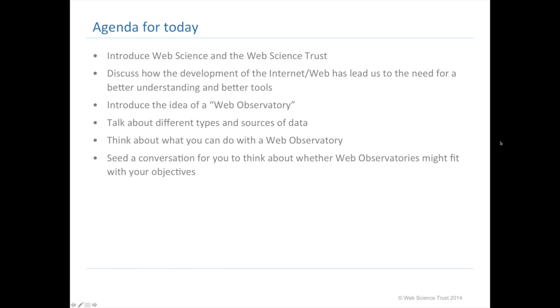Over the next 30-40 minutes, we'll be talking a little bit about the relevance of Web Observatory to web science. I'll introduce the Web Science Trust briefly. We'll talk about why the Web Observatory is a natural reaction to the way in which the internet and the web are developing. We'll talk about the types of data that Web Observatories look at. These are critical, of course, to building, designing your own observatory to understand what it is you're observing and think about whether or not Web Observatories therefore fit your own specific objective.